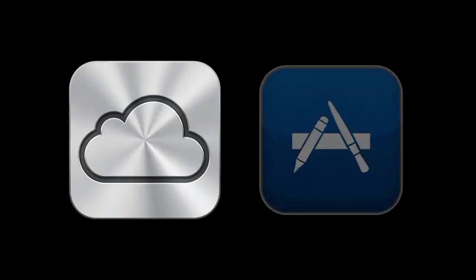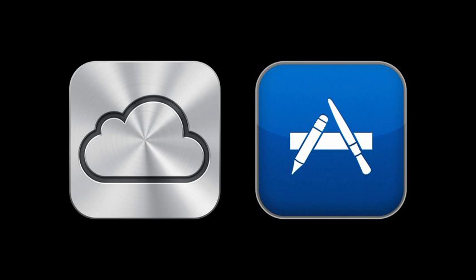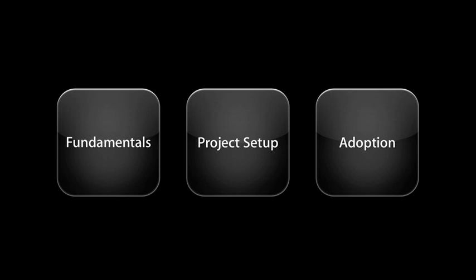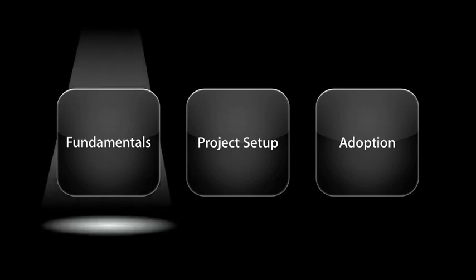Now today, I want to make sure that you have the information you need to adopt iCloud in your application. So to do that, we're going to break things up into three different parts. First, we're going to take a look at the fundamentals of working with iCloud. Next, we'll talk about project setup and how to actually set up your Xcode project to work with iCloud. And finally, we'll look specifically at adopting iCloud. So let's get started first with the fundamentals.